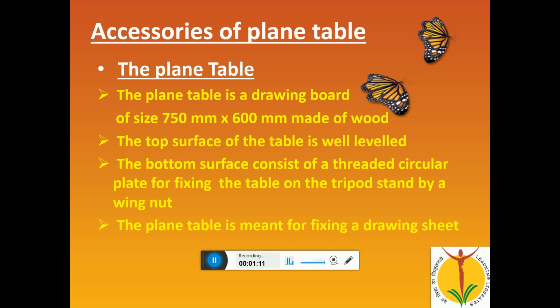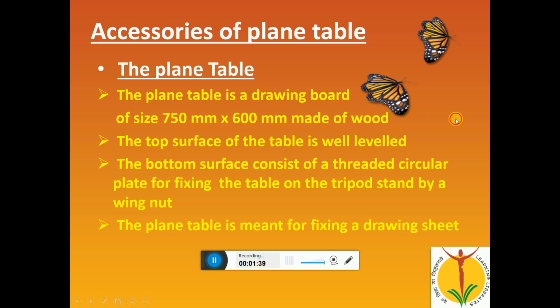Plane table is a drawing board of size 750 mm by 600 mm made of wood. The top surface of the table is well leveled. The bottom surface consists of threaded circular plates for fixing the table on a tripod stand by the wing nut. The plane table is meant for fixing the drawing sheet. For placing the drawing sheet, the plane table is used.